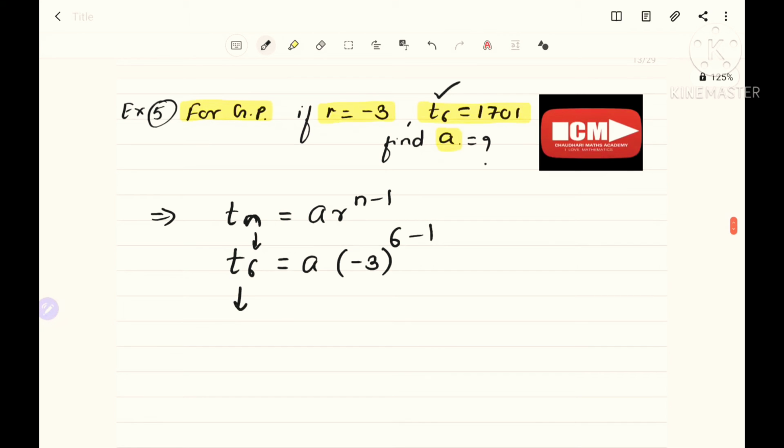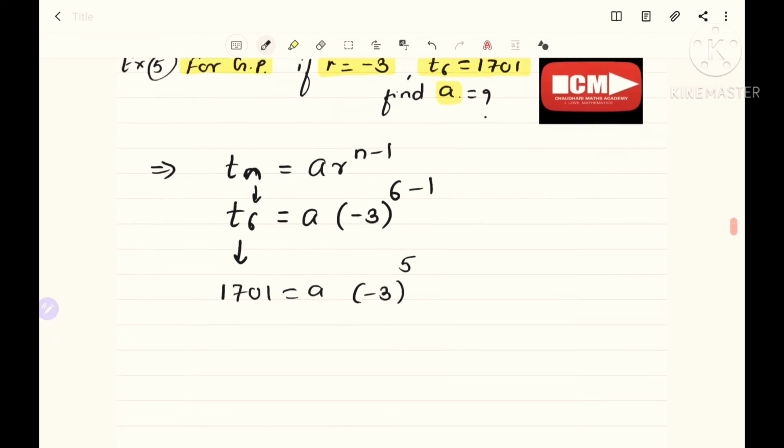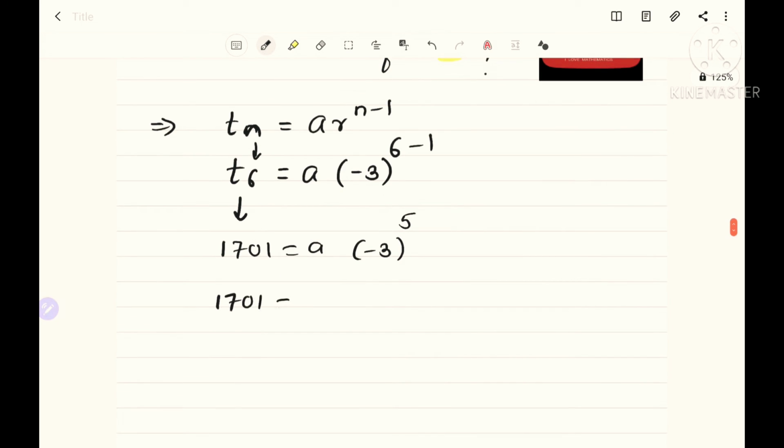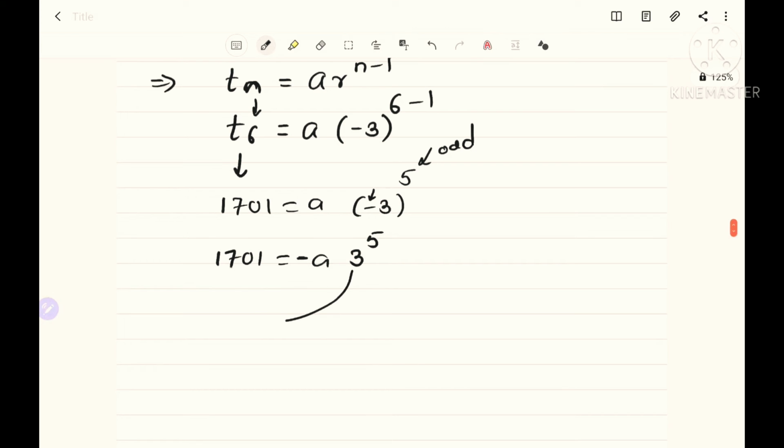Here I am substituting the value of T6, which is given equal to 1701. This is A, and this is minus 3 raised to 5. Since 5 is an odd term, minus raised to an odd term is always a minus, and you can express it as minus 3 raised to 5. Then I'm shifting this 3 raised to 5 to this side. So what is the final answer for A? Also shift this minus sign to this side. So it's minus of 1701 divided by 3 raised to 5.